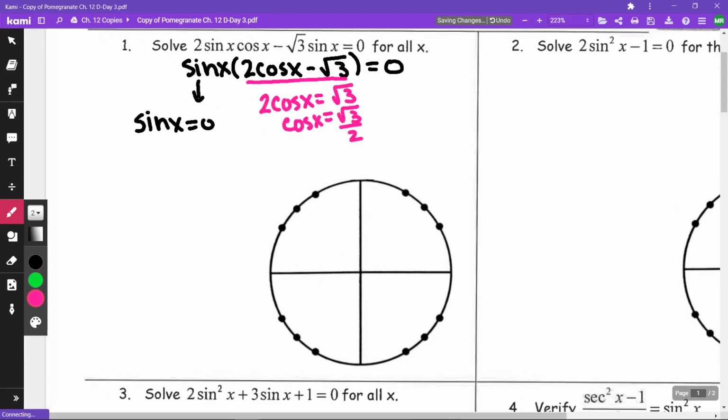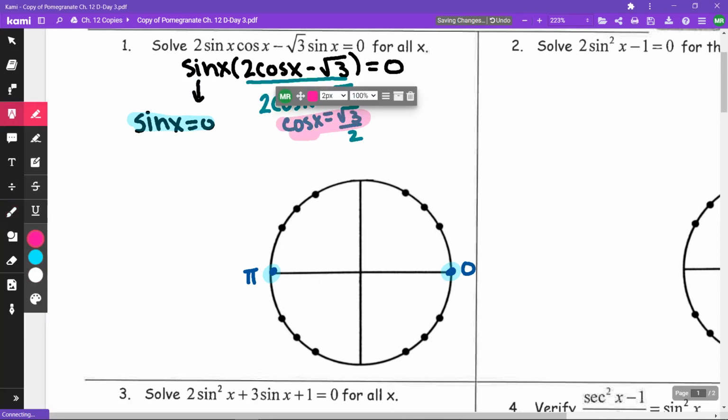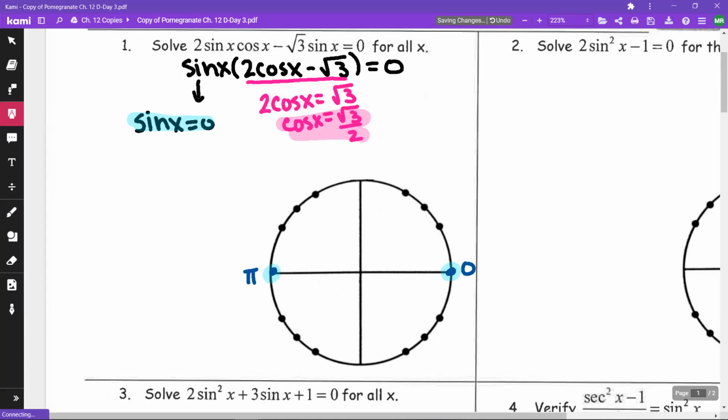So we want to figure out where that is. When I'm thinking about the sine, where's my sine 0? My sine is 0 here and here. So that is going to be at 0 and pi. Now for my cosine, where is my cosine root 3 halves? Well, for that, where's my cosine positive? That's going to be in quadrants 1 and 4. Okay, so that's where I'm going to be.